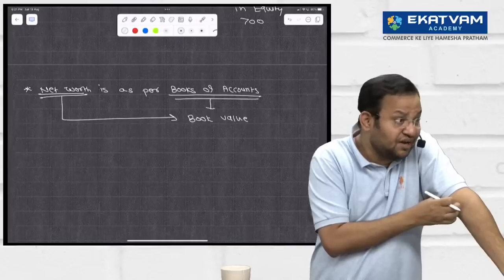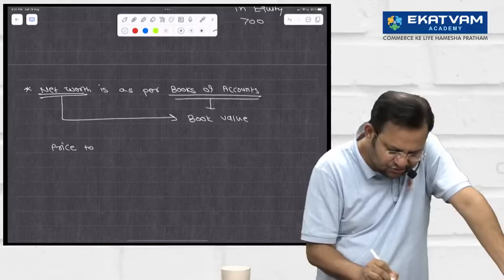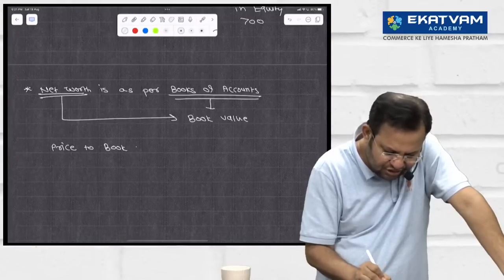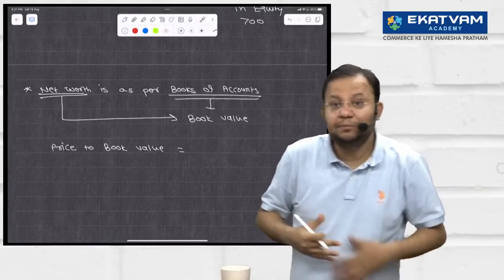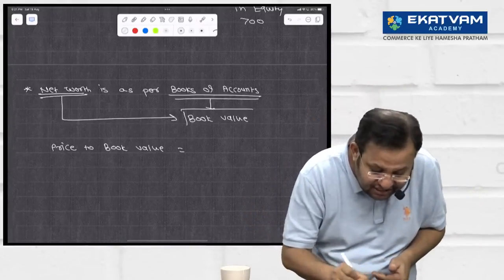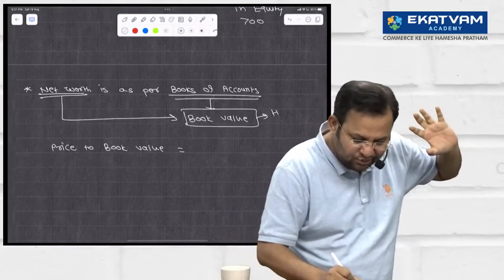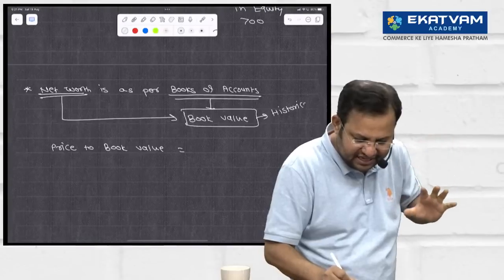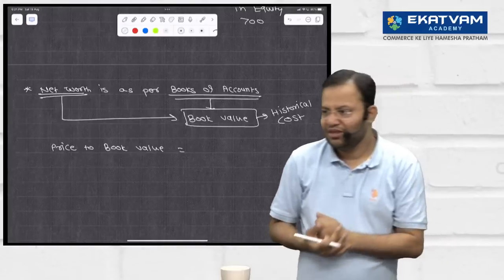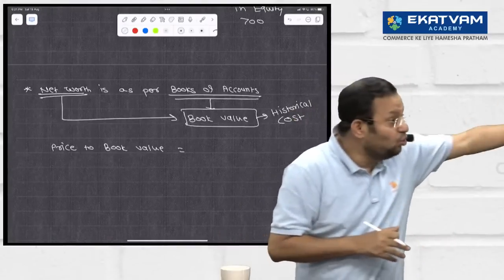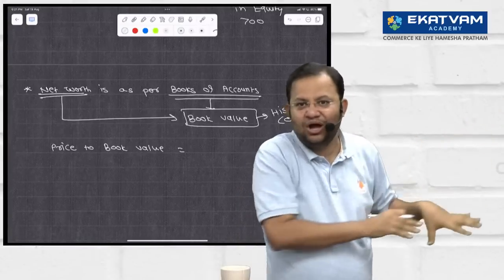Net worth is books of accounts. Yesterday I talked about the price to book value ratio. Children, your price is something different. Book value is the result of what you acquired in the past. In case you remember CA Foundation or 11th, 12th standard, you called it the historical cost of your assets. Book value is what you have acquired in the past, or at what price you acquired.